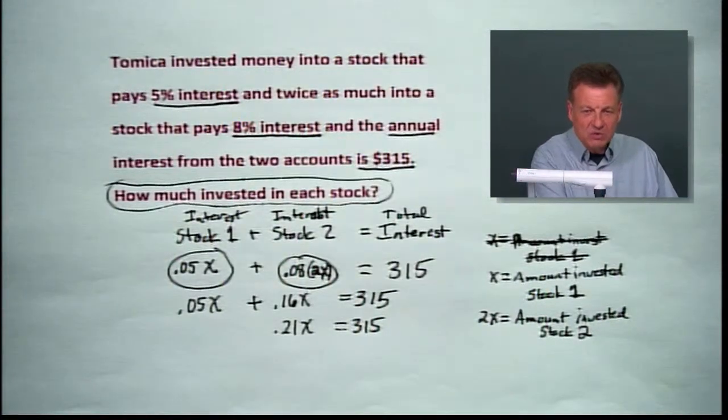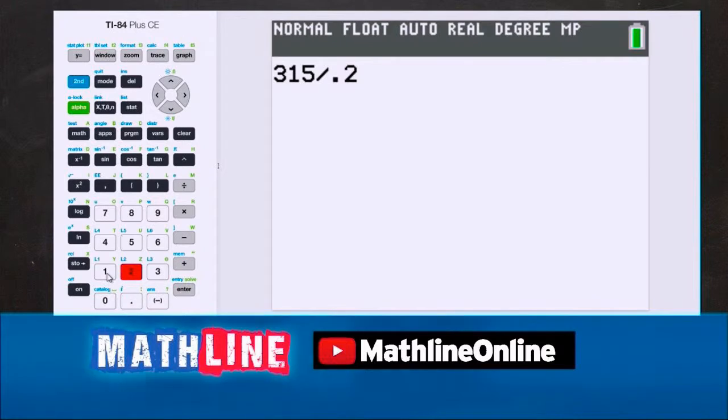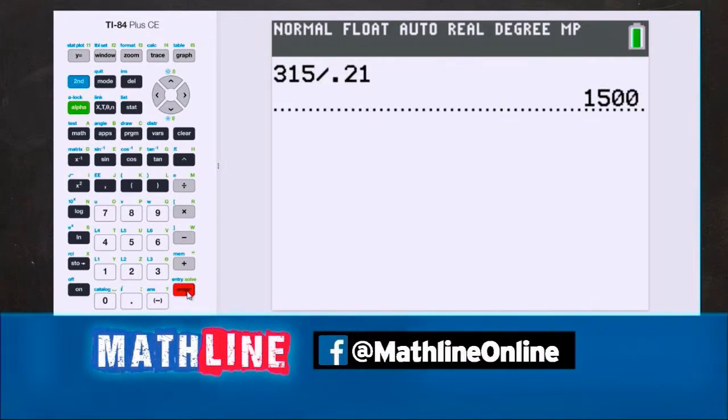I think we definitely want to go to the calculator on this one, all right? So let's see, 315 divided by, what did we end up with? 21/100. Wow. And put that decimal in there, very important. And we get $1,500, all right? That's pretty impressive.